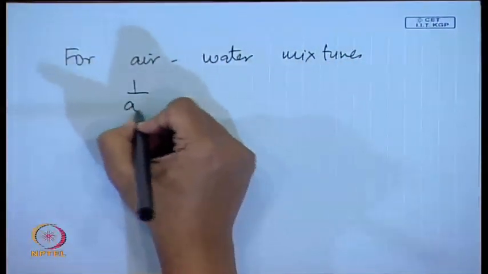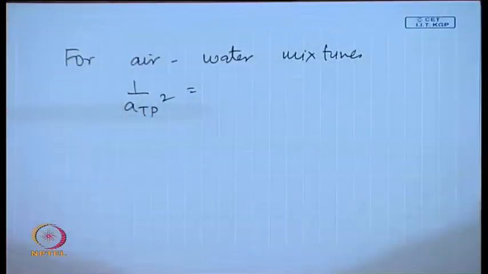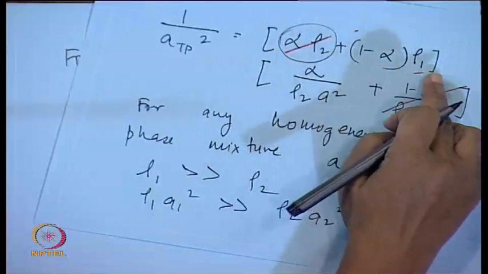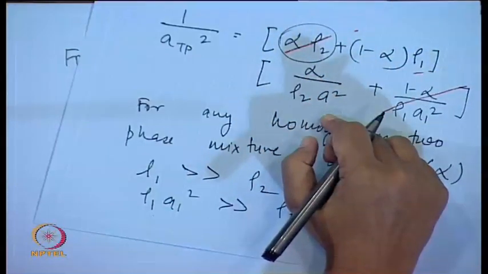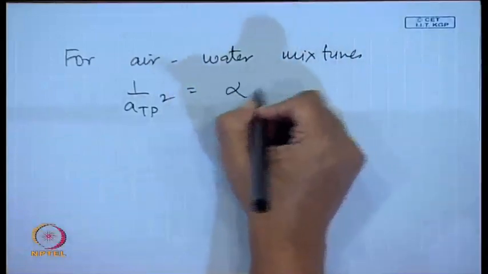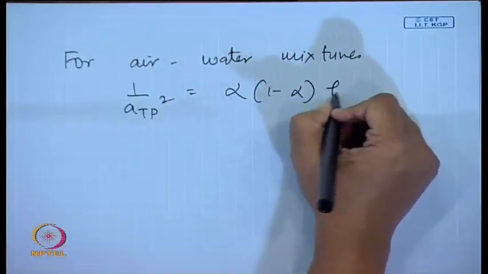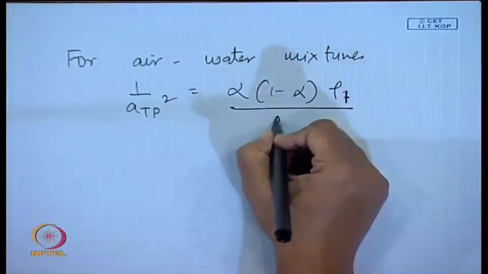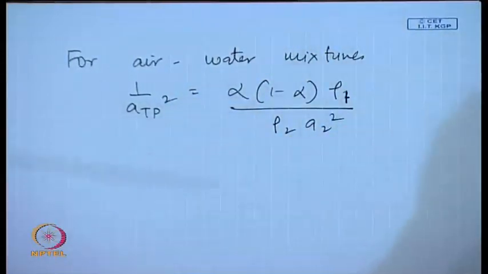What do we get? 1 by ATP square is nothing but equal to 1 minus alpha rho 1 into alpha by rho 2 A 2 square, isn't it? So, rearranging and writing we get alpha into 1 minus alpha, rho 1 by rho 2 A 2 square.